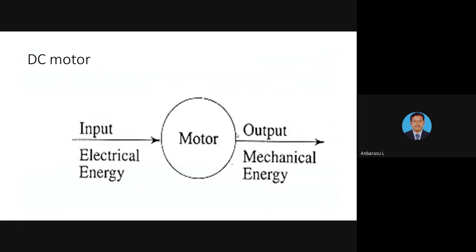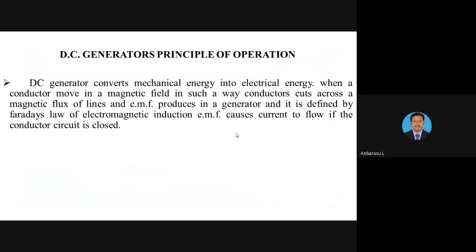Next one, DC motor. A motor is an electrical machine which converts electrical power into mechanical power. Similarly, it converts DC electrical power into mechanical power. This is a simple block diagram representation of a DC motor. Here the input is electrical energy, given to the input. The energy conversion process takes place inside the machine. It converts electrical energy into mechanical energy. So mechanical energy is the output power, and the input power is electrical energy.